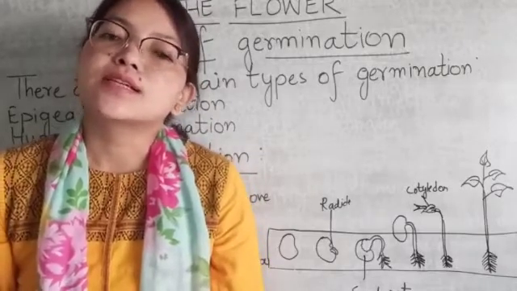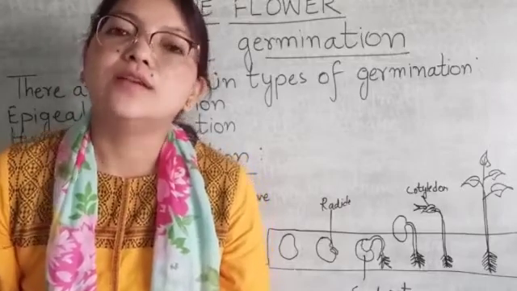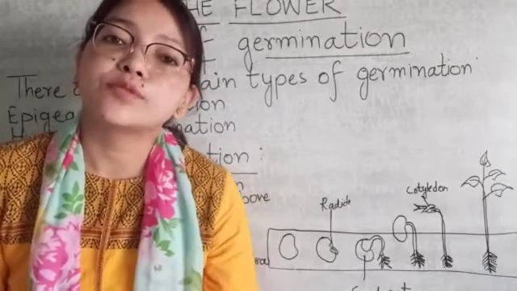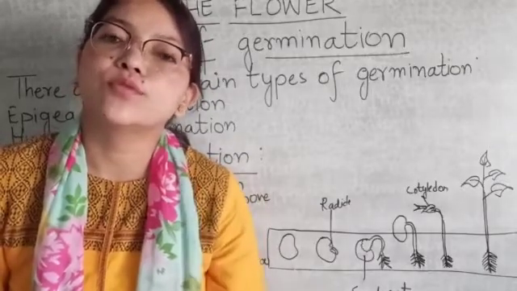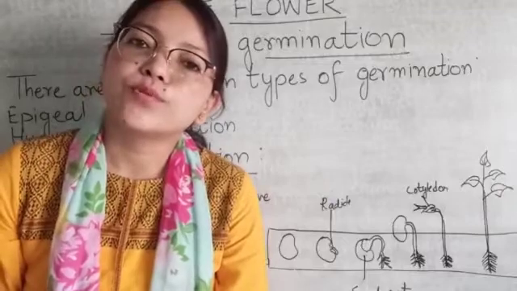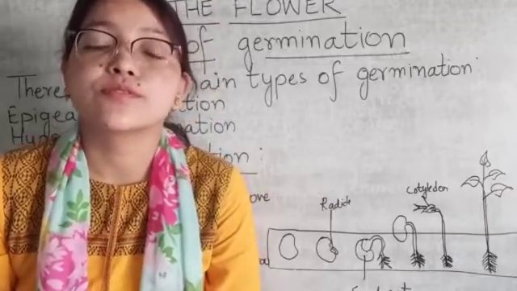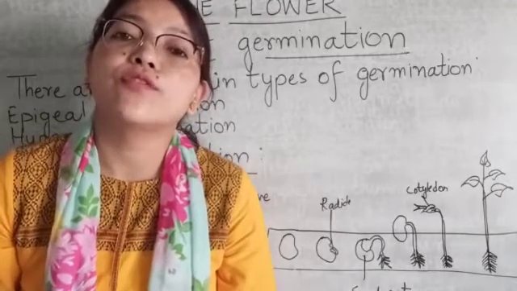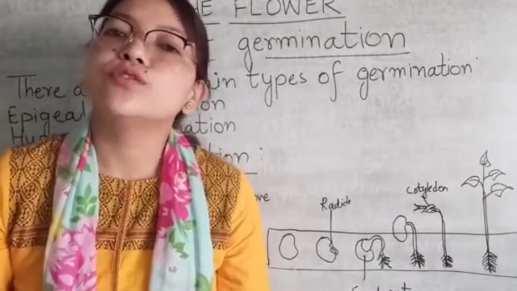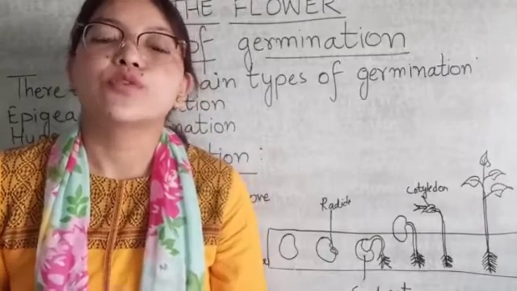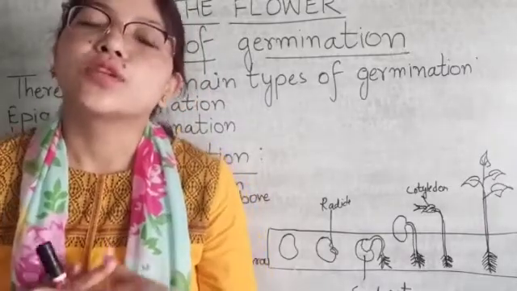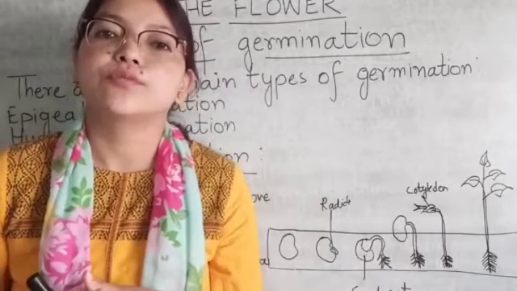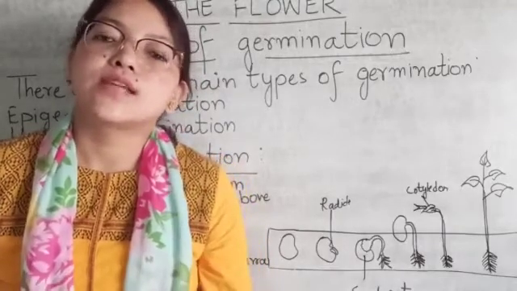Now students, let's continue chapter number 2, the flower. Earlier I told you about the structure of the seed, the types of seeds, dicot seeds and monocot seeds. I also told you about germination, what the process of germination is, and the favorable conditions for germination. Today you are going to learn about types of germination. There are mainly two types of germination, epigeal germination and hypogeal germination. So let's start now.